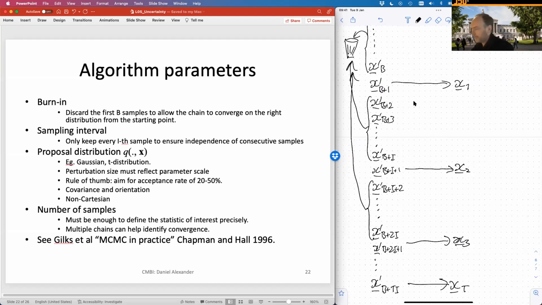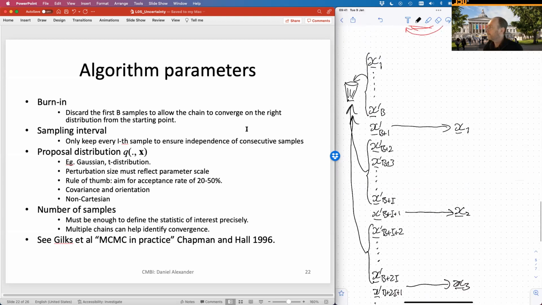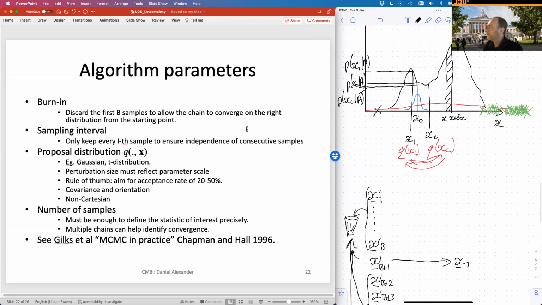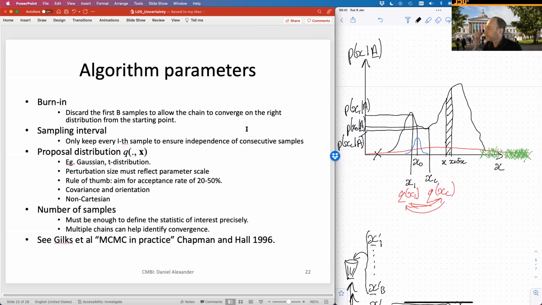Actually, it's staring us in the face, isn't it? It says it on the slide: to ensure independence of consecutive samples. What does that mean? Why would consecutive samples not be independent of one another? And what does that even mean? Any thoughts? Back to that picture here. Just give you a moment in case someone's got an answer to this.